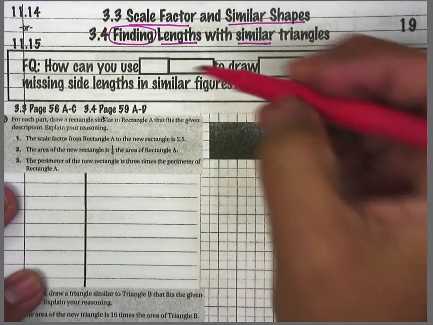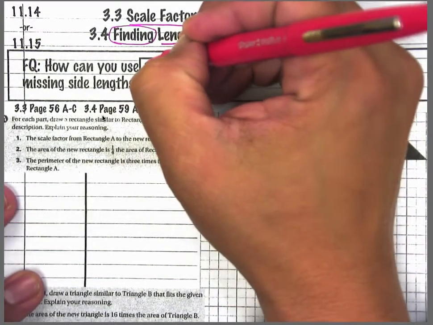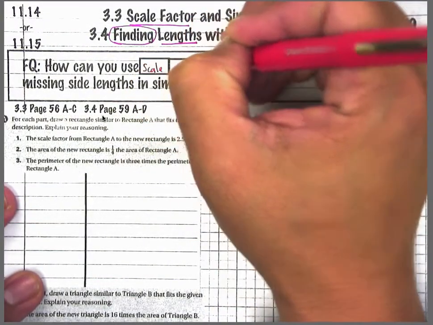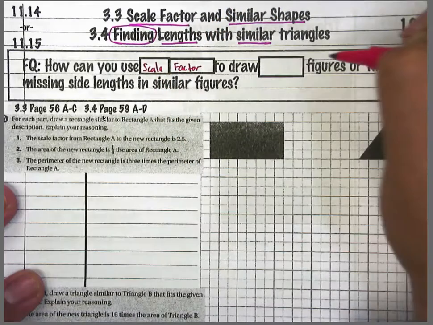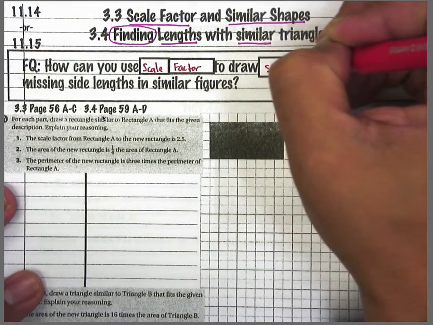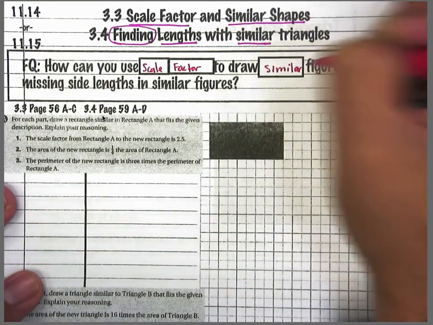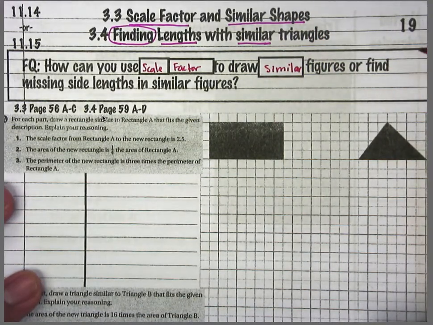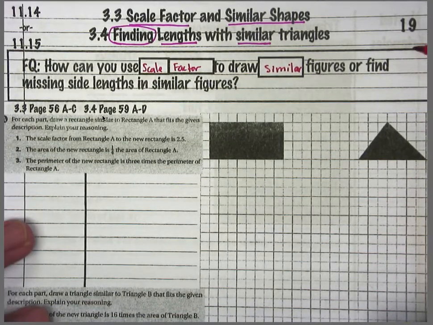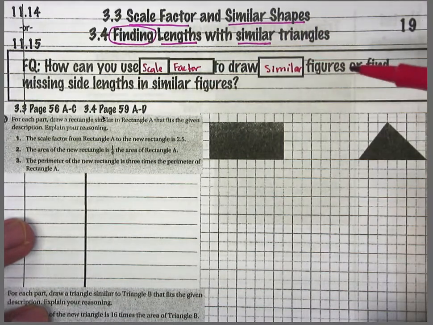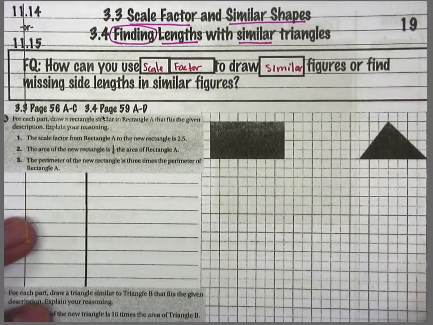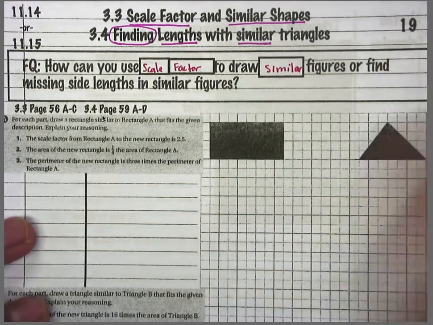So how can you use, and the words we're looking for here are scale factor. How can you use a scale factor to draw similar figures or find missing side lengths in similar figures? So we're going to use scale factor. That's our tool to draw things that are similar. Okay, so that's what we're going to do first.